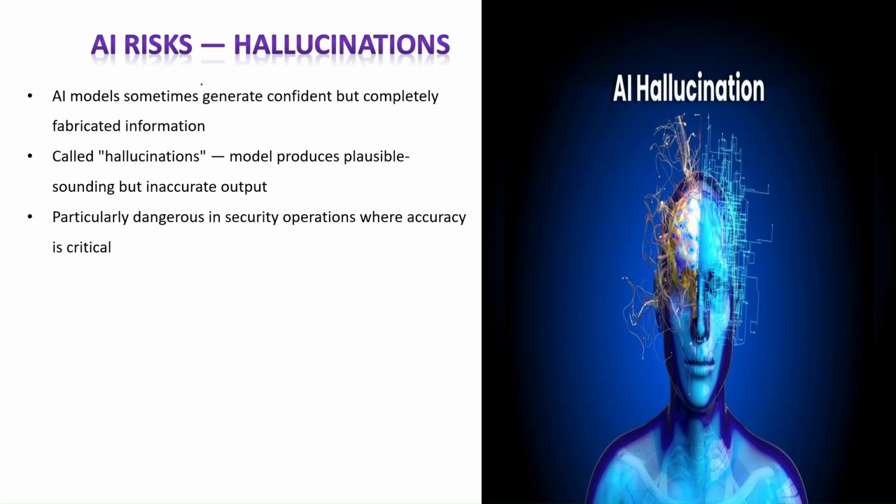So some risks introduced by AI, first one is hallucination. AI models sometimes generate confident but completely fabricated information. These are called hallucinations. The model produces plausible sounding but inaccurate output. And they are particularly dangerous in security operations where accuracy is critical.